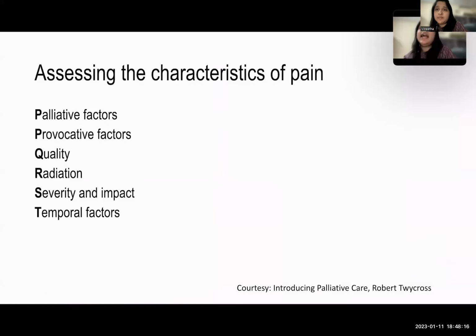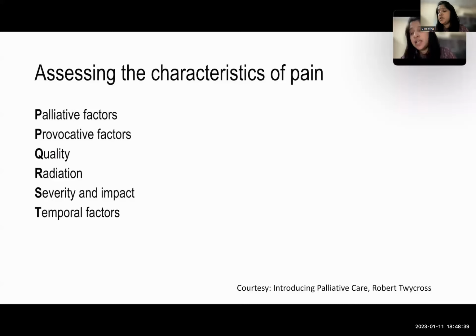And how do you take the history? I generally go with SOCRATES, site, onset, character, but this is also a very good mnemonic, PQRST. P for palliative and provocative factors, that you should ask them what aggravates your pain and what reduces your pain. The quality of pain, very, very important.